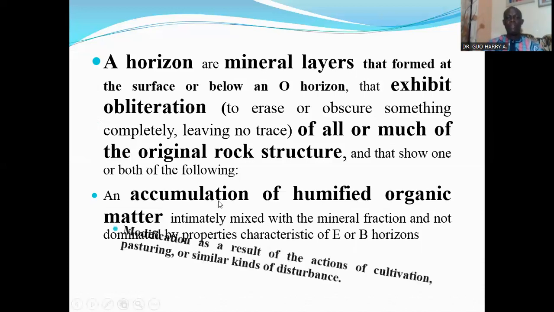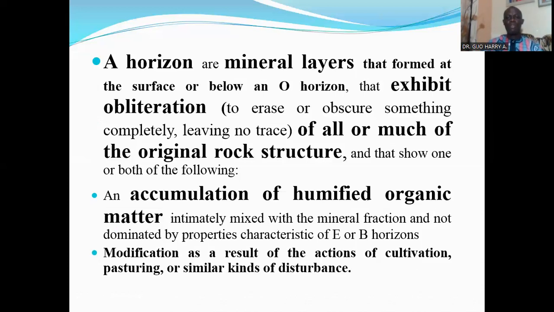The second feature that's also common to the A horizon is that it exhibits modification as a result of cultivation, pasturing, or similar kinds of disturbances. Since it is at the surface, when farmers work on the soil to cultivate it, it has been modified and altered.